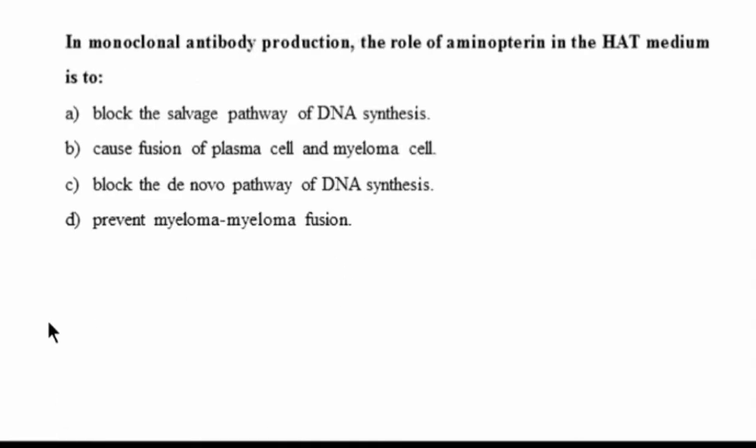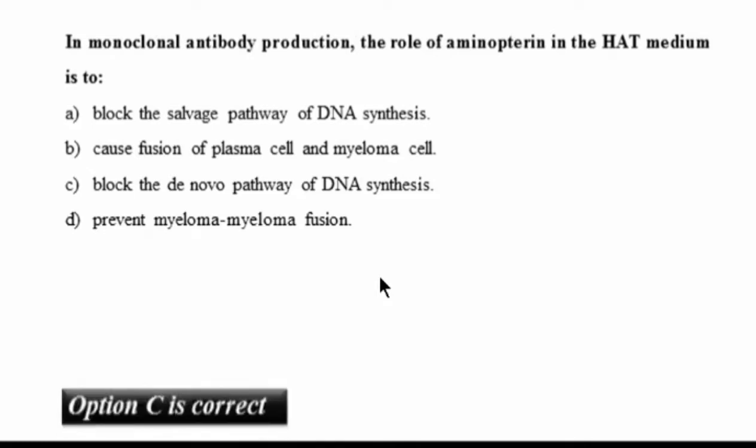Next question is, in monoclonal antibody production, the role of aminopterin in HAT medium is to. HAT medium is the medium that is used to prepare monoclonal antibodies. Aminopterin in the HAT medium blocks the de novo pathway. Typically, when the de novo pathway is blocked, cells will then utilize the salvage pathway or the alternative means to replicate. So option number C, blocks the de novo pathway of DNA synthesis, is the correct answer.